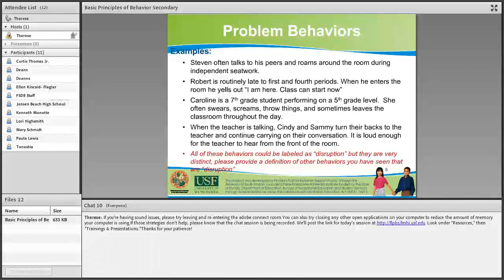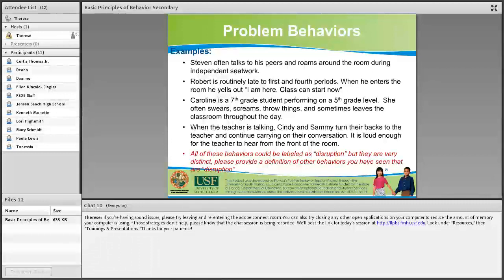The last example, when the teacher's talking, Cindy and Sammy turn their backs to the teacher and continue carrying on their conversation. It's loud enough for the teacher to hear from the front of the room. So you can see these are all behaviors that fall under the label of disruption or disruptive behaviors, but they're very distinct and descriptive.